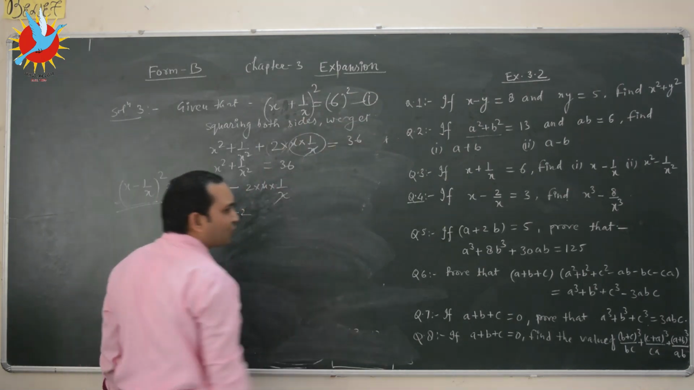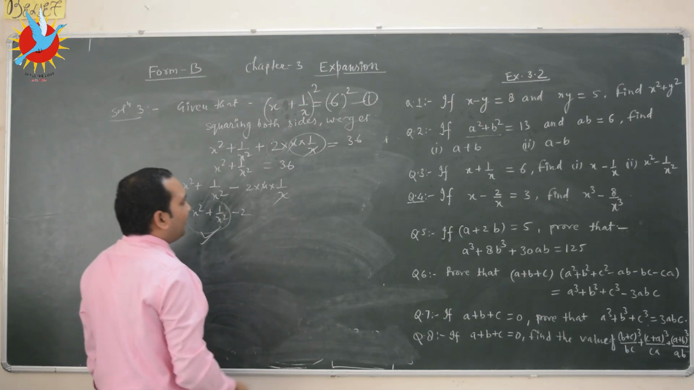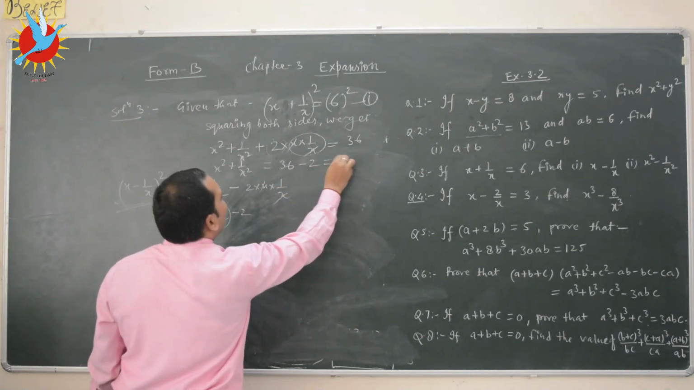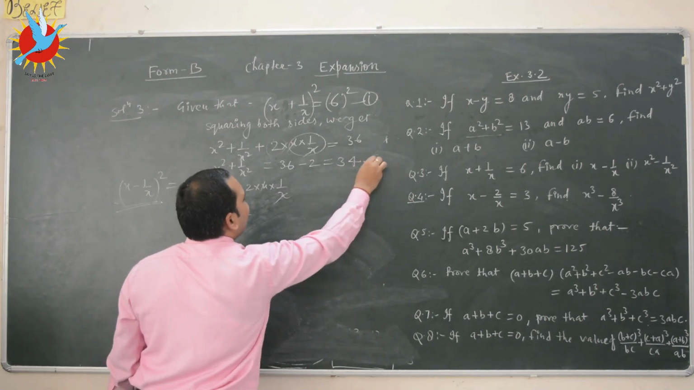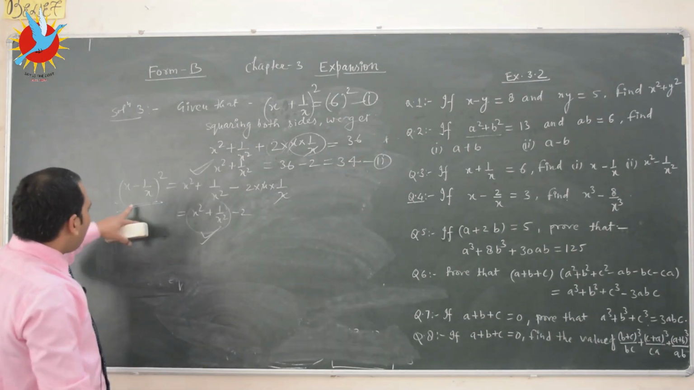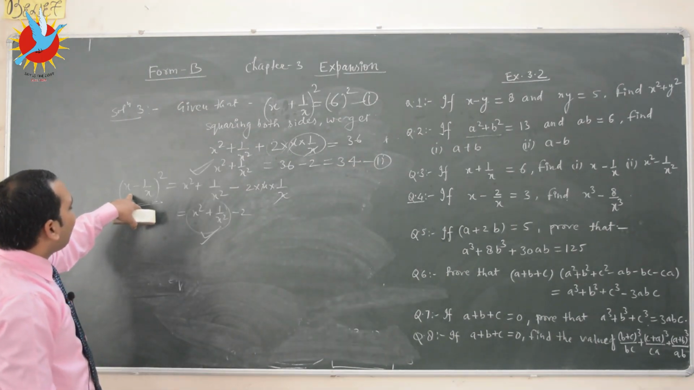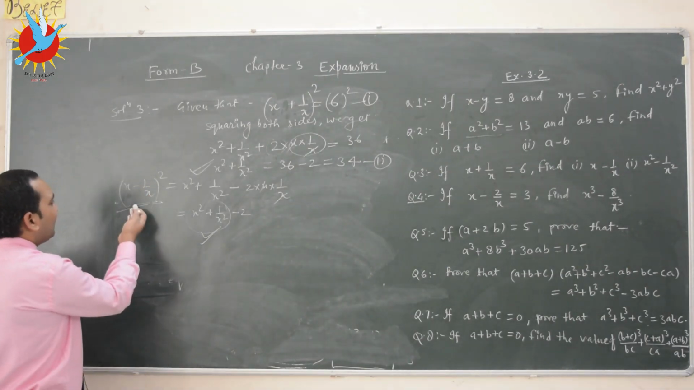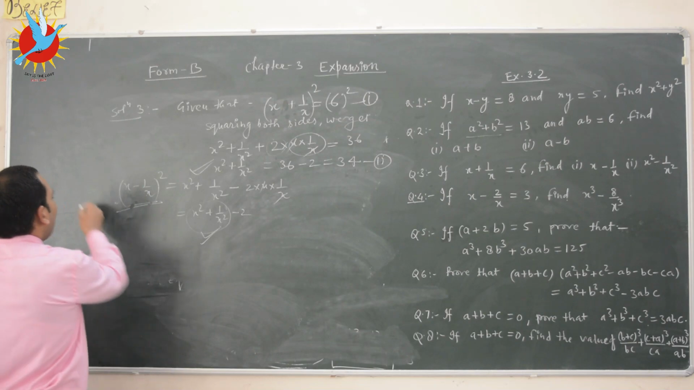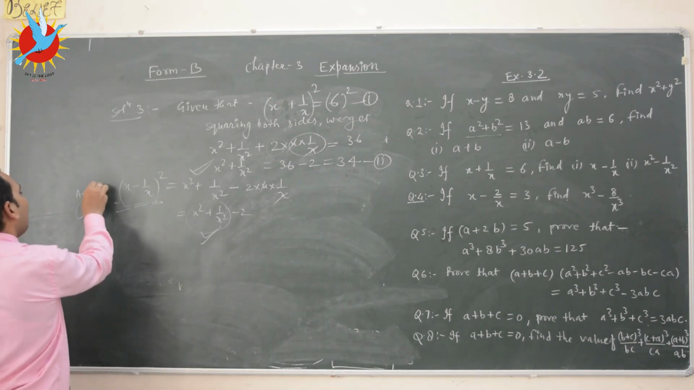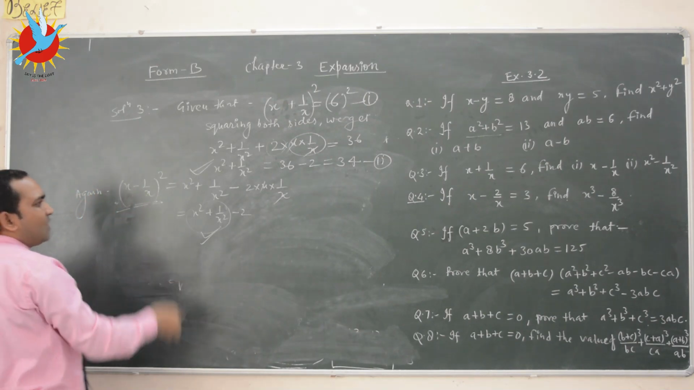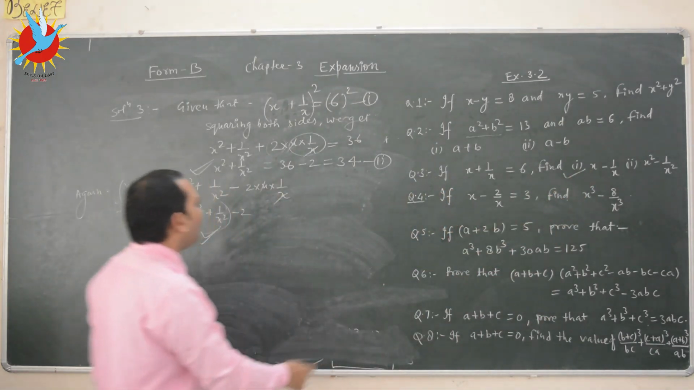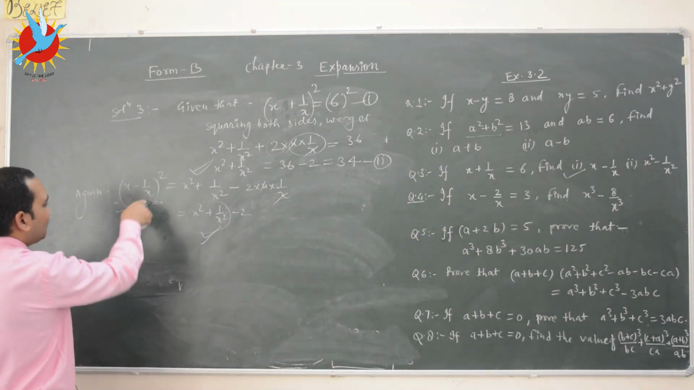When we transpose it to the RHS, it will be minus 2, which is equal to 34. This is equation second. Now we want to find x minus 1 upon x. So again squaring, we want to find x minus 1 upon x, so square this x minus 1 upon x.